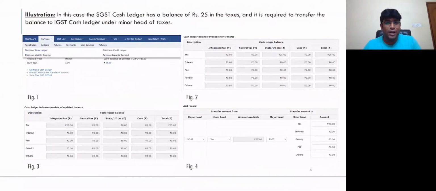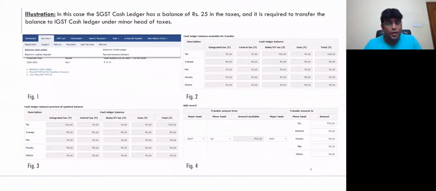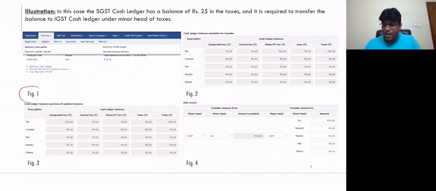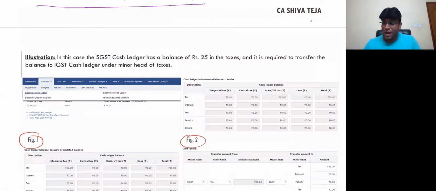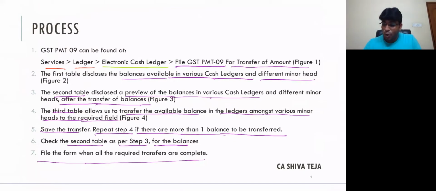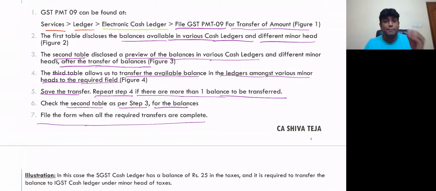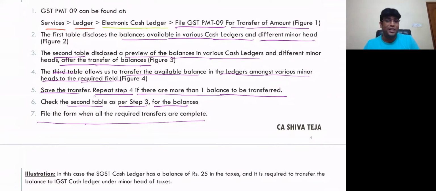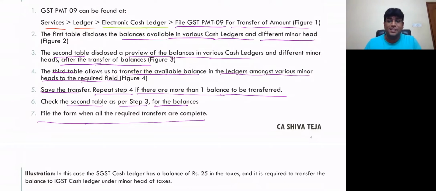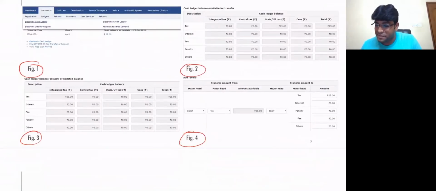So friends, for more understanding, I've given a screenshot for you to understand what is this figure 1, figure 2, figure 3, figure 4. Figure 1 represents what? That figure 1 represents the original balance in the cash ledger basically. Then figure 2 represents, figure 1 basically represents you need to file your PMT 01 where you will find in electronic cash ledger. And figure 2 represents what is the balances you have. Figure 3 will give details about what is the balances after transfer of balances basically.